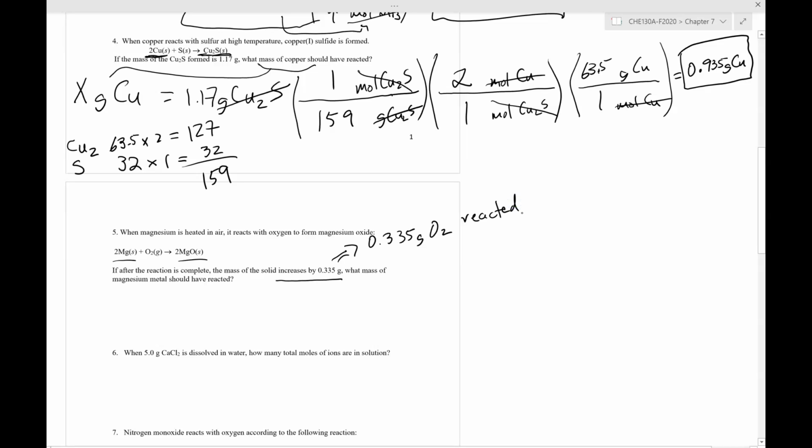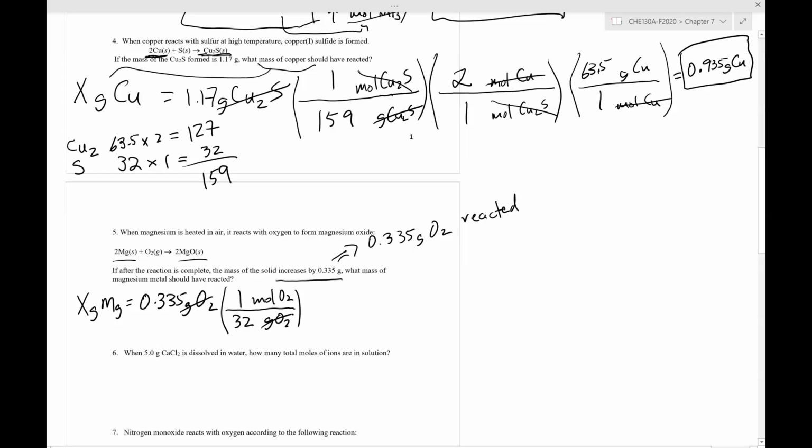And so we're going to use that to get the mass of magnesium metal. So how many grams of magnesium would react with 0.335 grams of oxygen? First off, we're going to convert oxygen to moles. So moles of oxygen over grams of oxygen. It's kind of handy to remember that anytime you have grams and moles in a conversion factor like this, you're always going to have 1 mole. Oxygen has an atomic weight of 16. We've got 2 of them, so that's going to be 32. We don't have to belabor that.